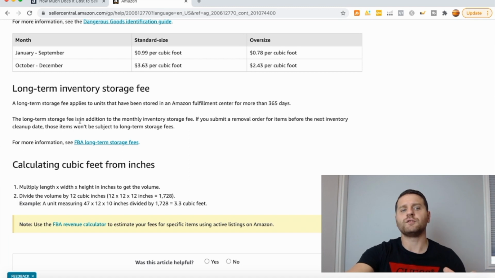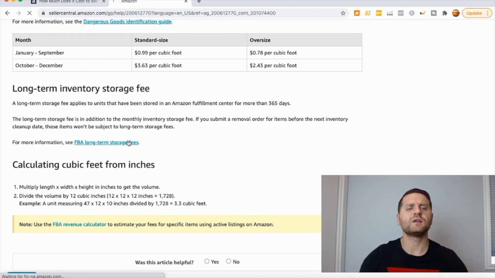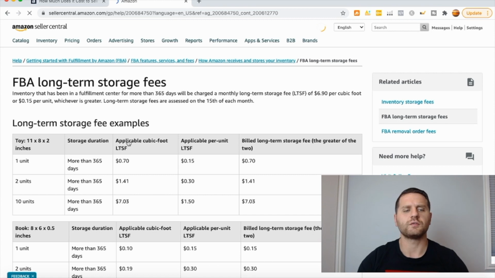The long-term storage fee is in addition to the monthly inventory storage fee. If you submit a removal order for items before the next inventory cleanup date, those items won't be subject to long-term storage fees. Now over here it does say the long-term storage fee is in addition to the monthly inventory storage fee. So let's go ahead and click over here. Let's take a look further into the long-term storage fee costs.